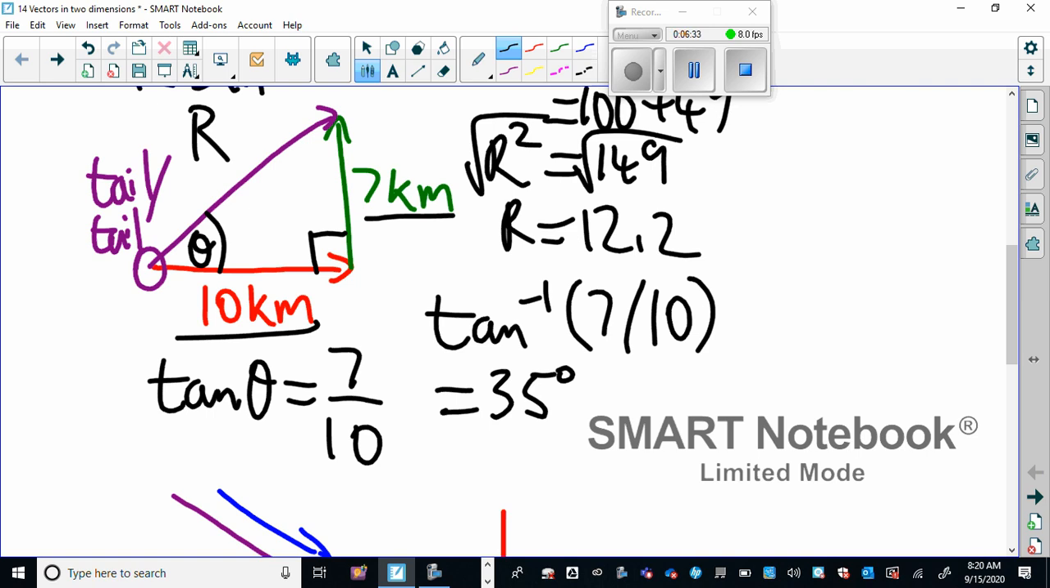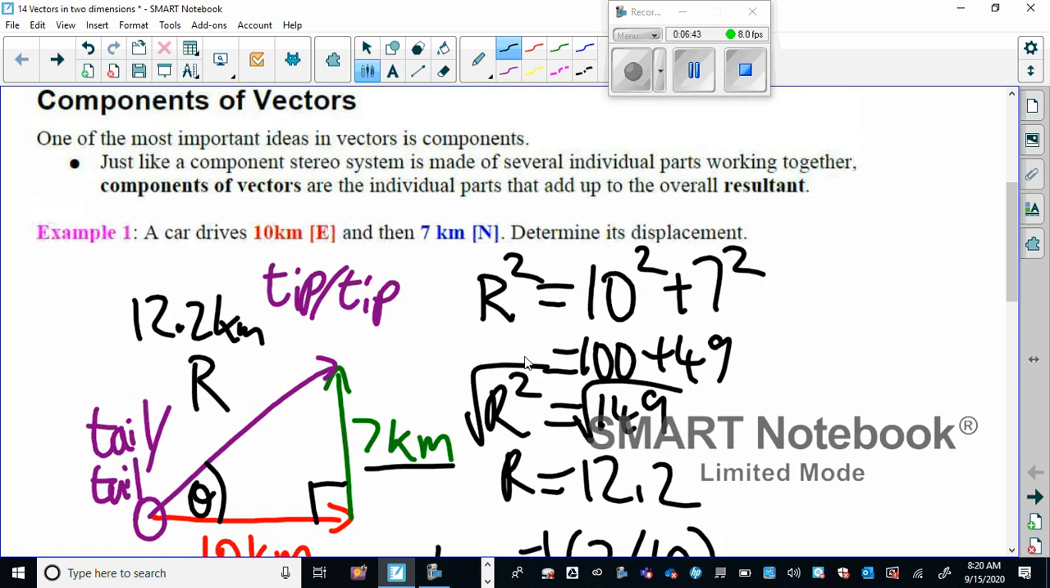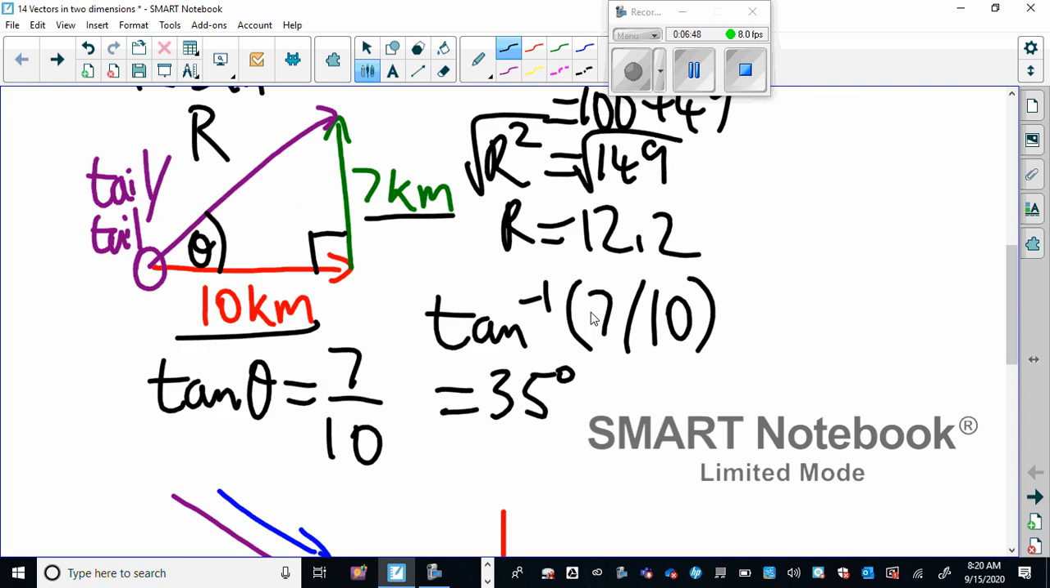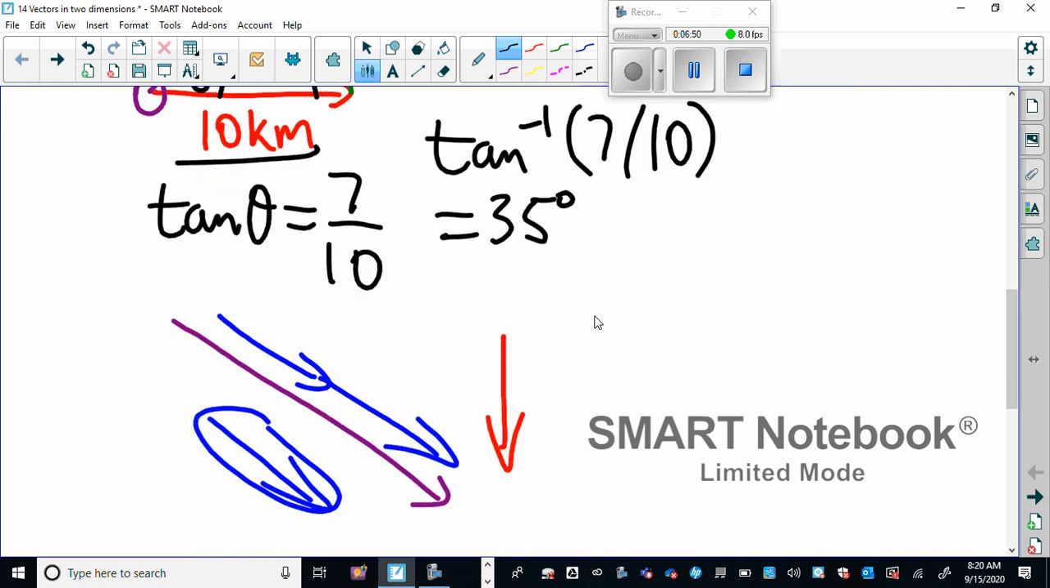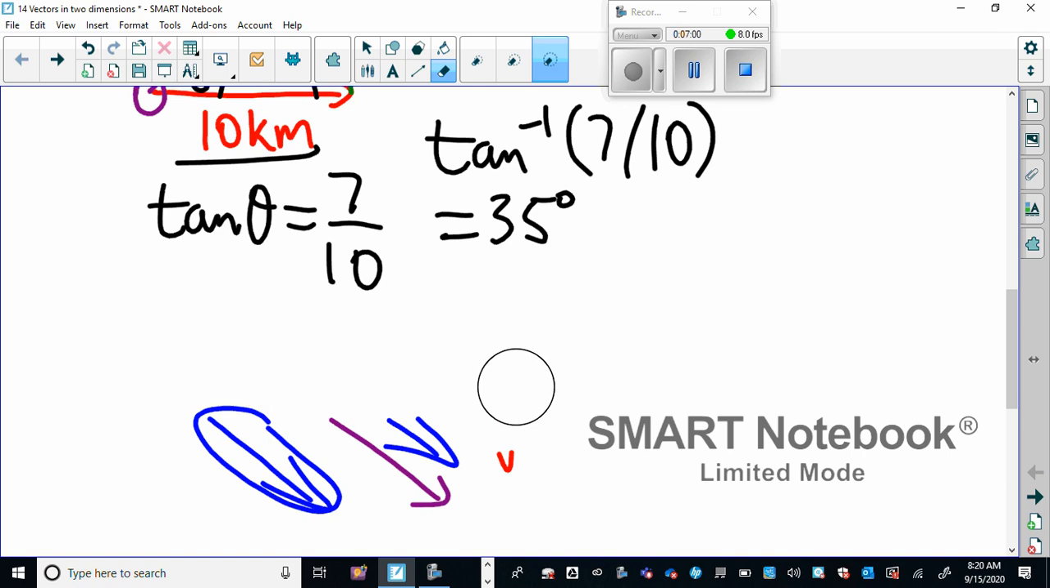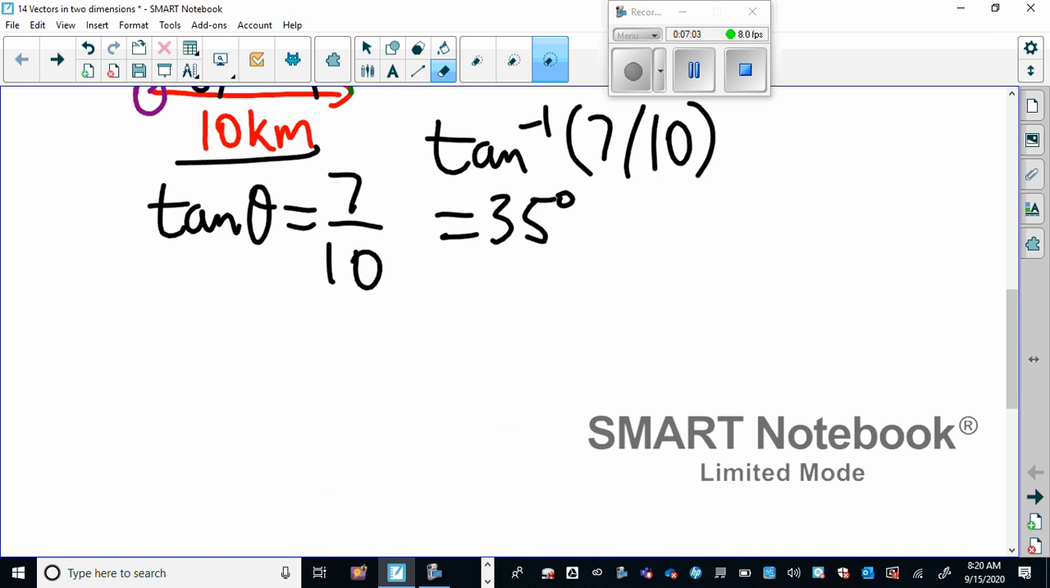We've got the length of the resultant vector, 12.2. We've got the angle. The difficult part here is, how do I express that angle? I can't just say 35 degrees because I need to give it in terms of direction. So I went east and then north. There's 3 ways that you can do it. 2 of them are the only ones you really need to know. And this is my preferred way.